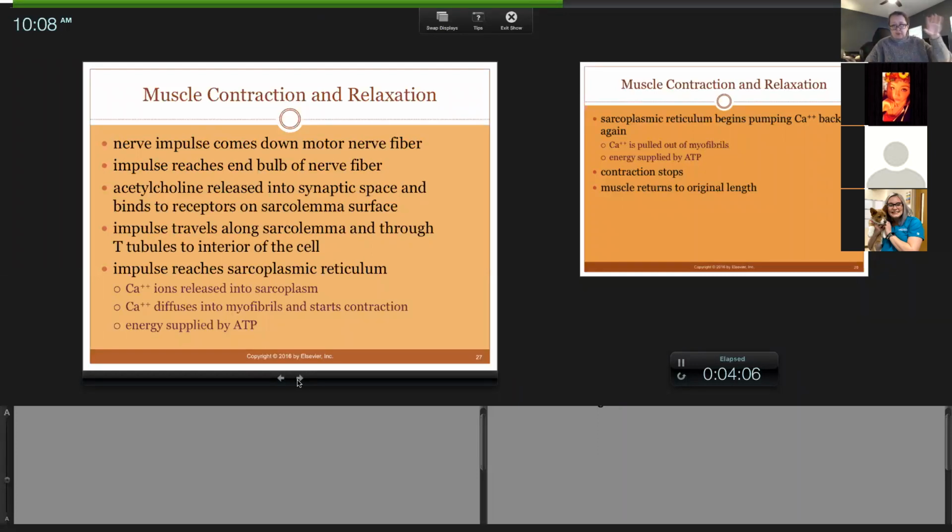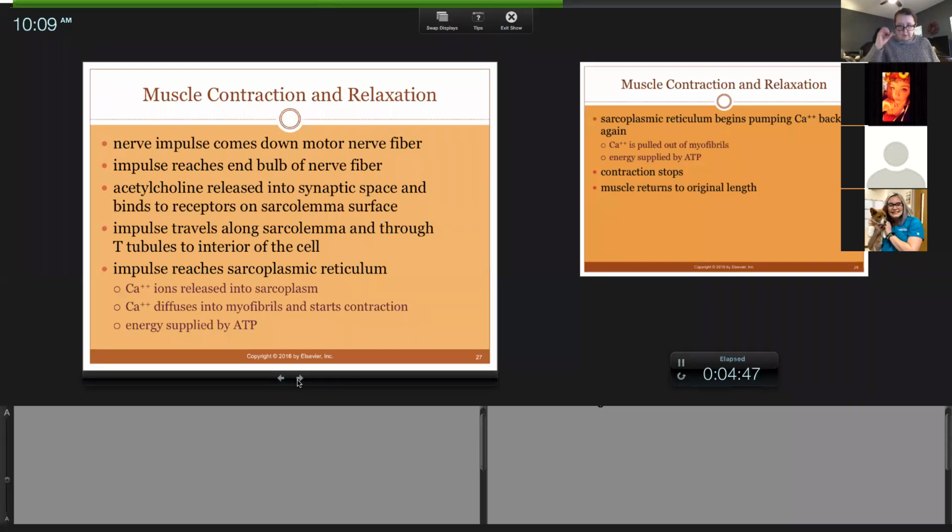As the impulse reaches the end of the nerve fiber, that little yellow thing on the last picture, acetylcholine is going to go across that synaptic cleft, and it's going to bind to the sarcolemma on the muscle surface, okay? The sarcolemma is like the membrane of the muscle cell. So it goes through the sarcolemma, and it reaches inside the sarcoplasmic reticulum. Inside, it's going to initiate calcium ions to be released.